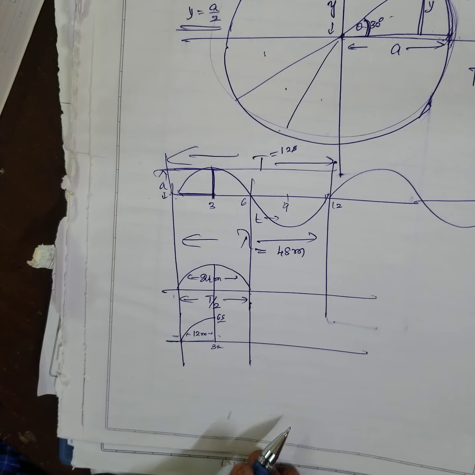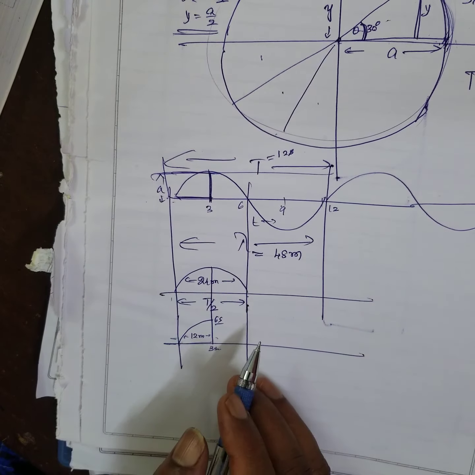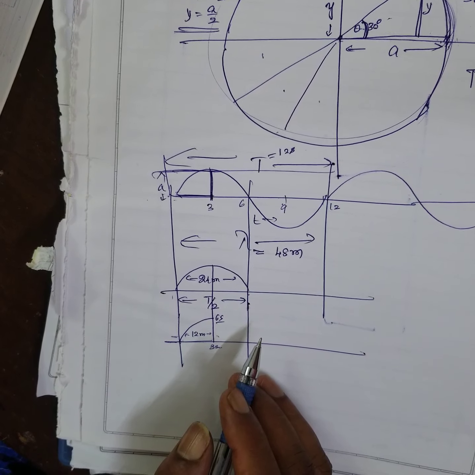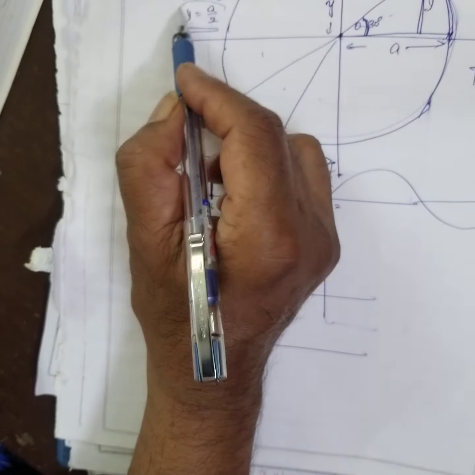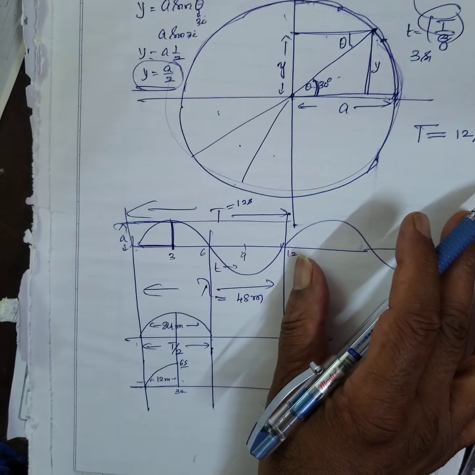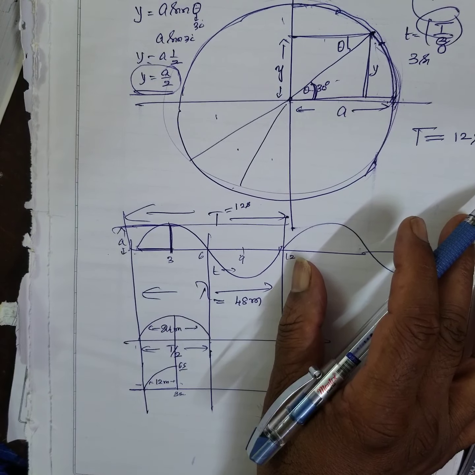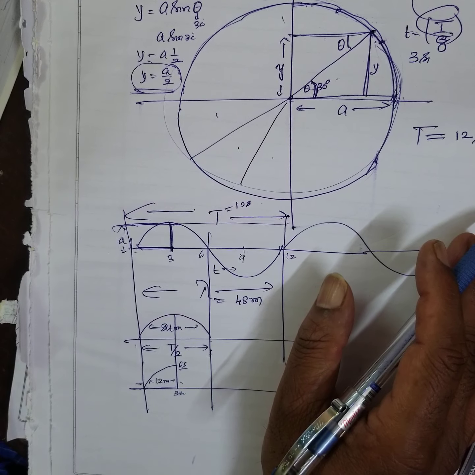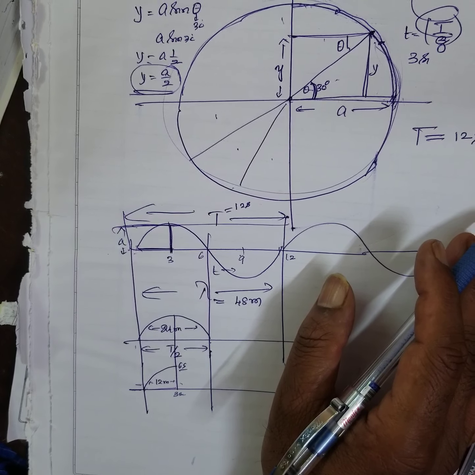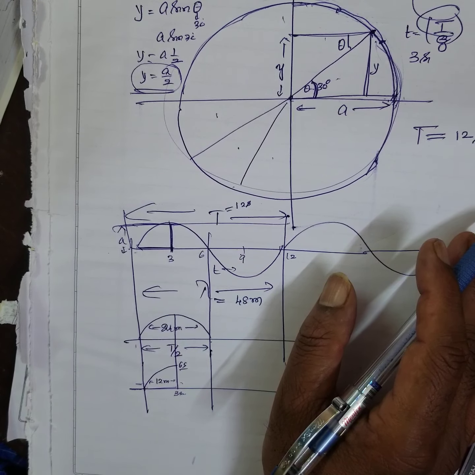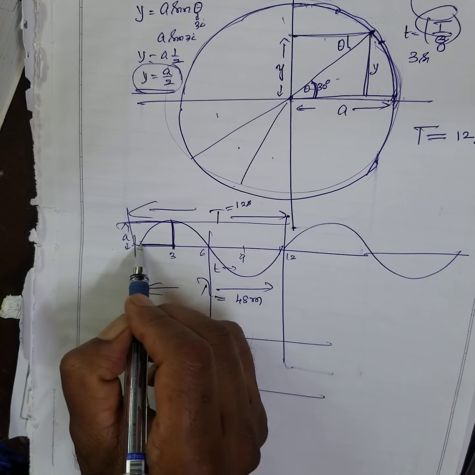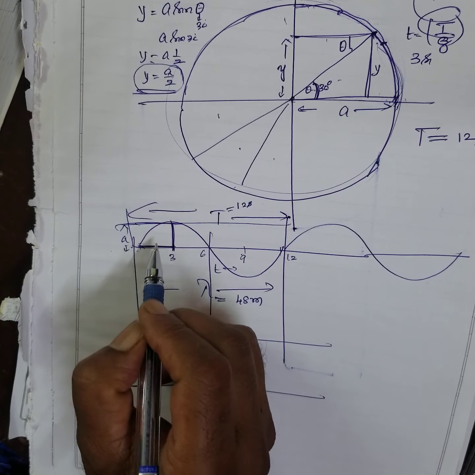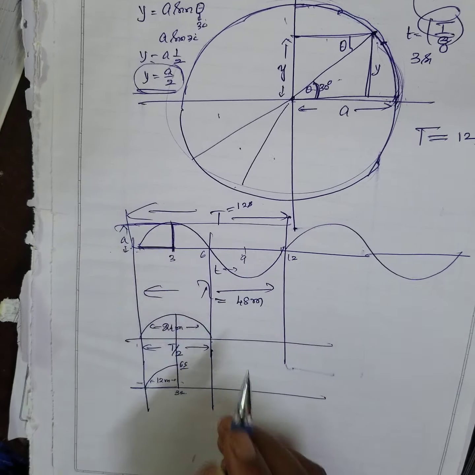Now, they gave one particular question, right? During a simple harmonic motion, a particle travels a distance equal to half its amplitude from its equilibrium position. In what time does it travel this half position?